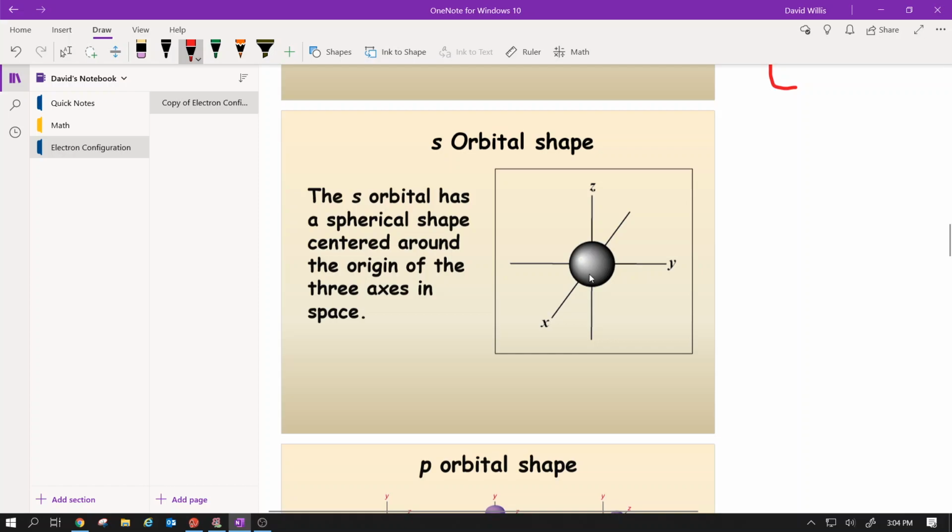And that spherical shape represents 90% of the solutions to Schrodinger's equation. And so there's a 90% probability that an electron within the s orbital will be found inside that sphere.